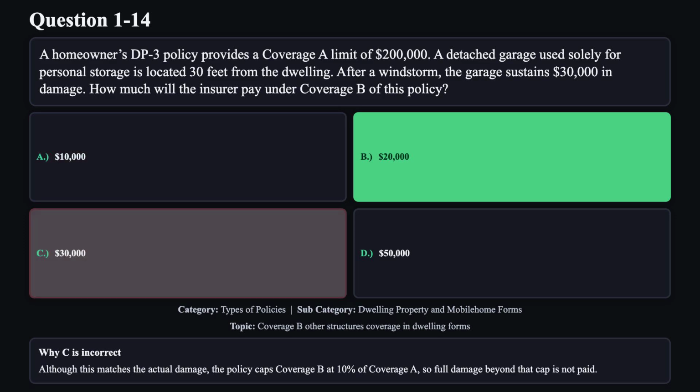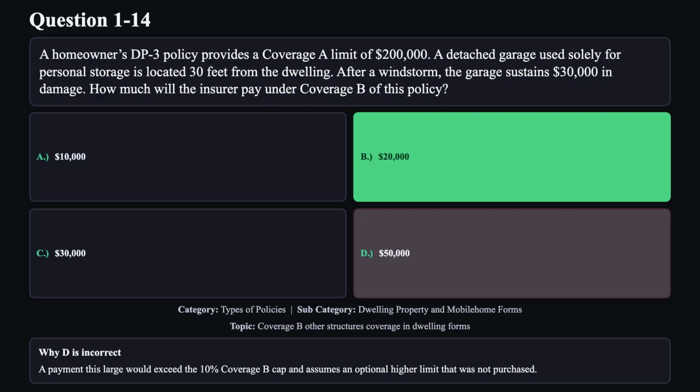Reason C is not correct. Although this matches the actual damage, the policy caps Coverage B at 10% of Coverage A, so full damage beyond that cap is not paid. Reason D is not correct. A payment this large would exceed the 10% Coverage B cap and assumes an optional higher limit that was not purchased.